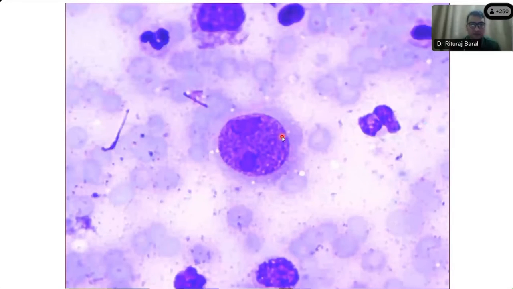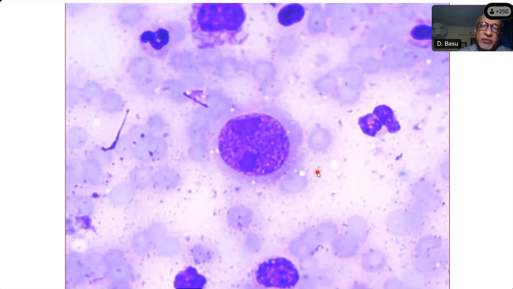What do you see in this? This is again a slide that was given to you. This can be a proerythroblast series, sir, with two prominent nucleoli within the cell. Notice the very large cell, typical blue cytoplasm, kind of a very immature looking nucleus, and two prominent nucleoli. So this would be what is called a proerythroblast.